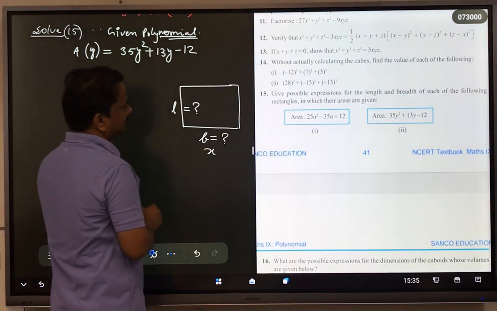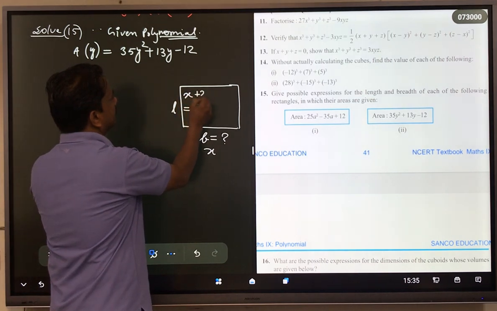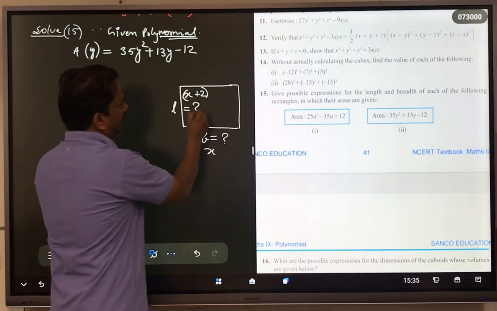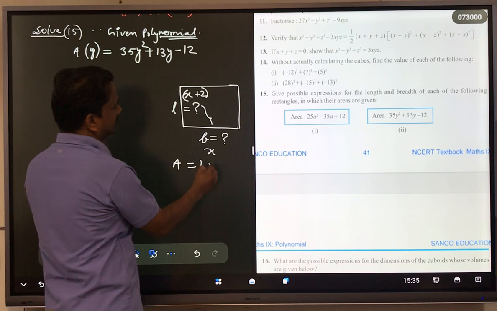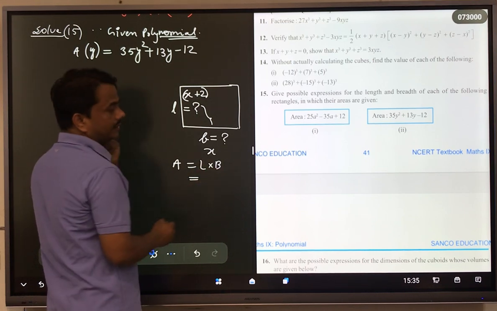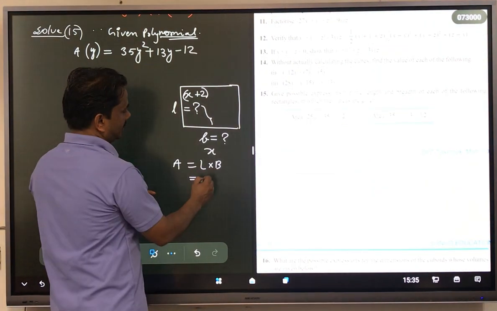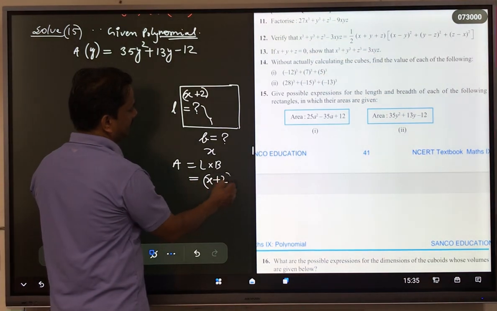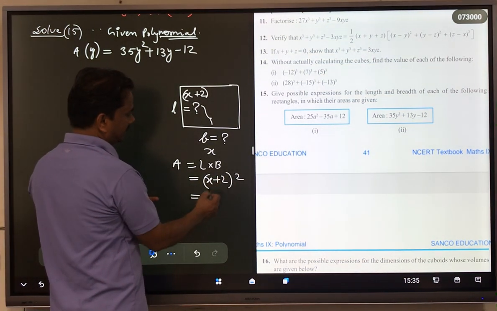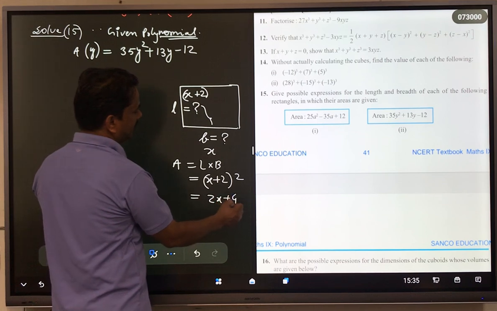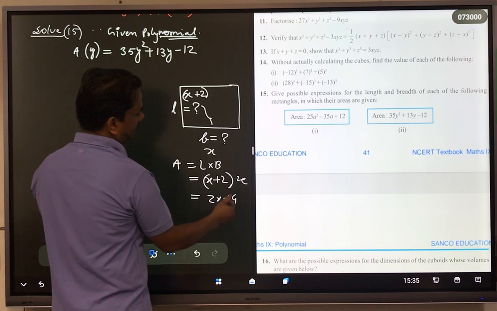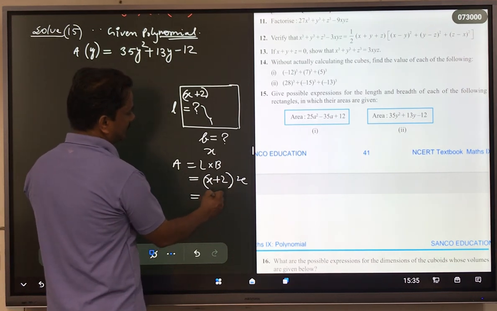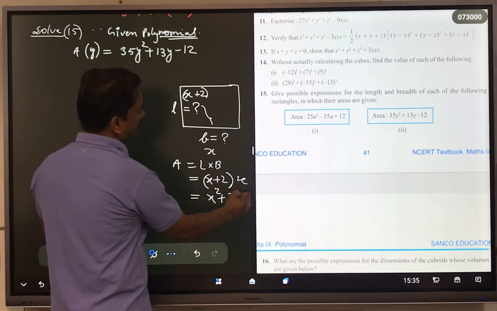Suppose its breadth is x and its length is 2 more than that, that is x plus 2. And if I multiply them together, therefore the area is what here? That's length into breadth. This is the formula that you have studied in the previous class. So I will multiply the length by breadth. Then what will be the product here? It's x square plus 2x.